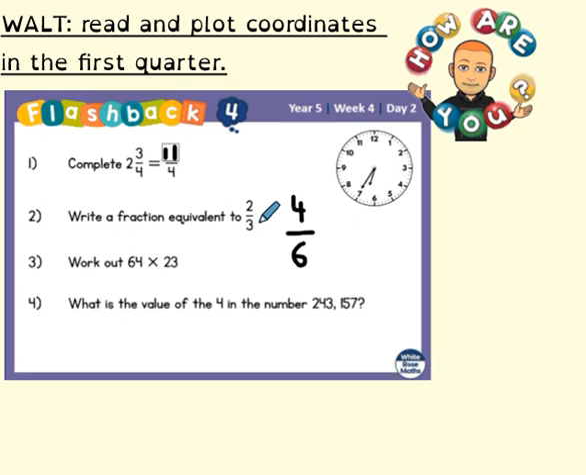Question 3, 2-digit times 2-digit calculation. A recap from our lesson a few days ago. The answer to this number times this number would be 1,472. I've not got space to fill out the whole calculation with all the workings out. Hopefully you got 1472. Question 4, what is the value of the 4 in the number 243,157? The 4 is in the 10,000 column, so 4 lots of 10,000 would be 40,000.